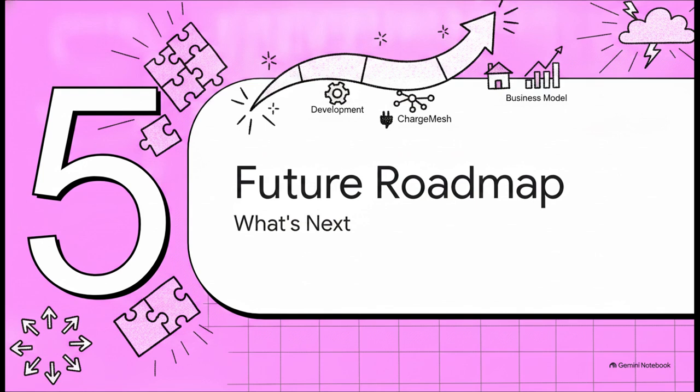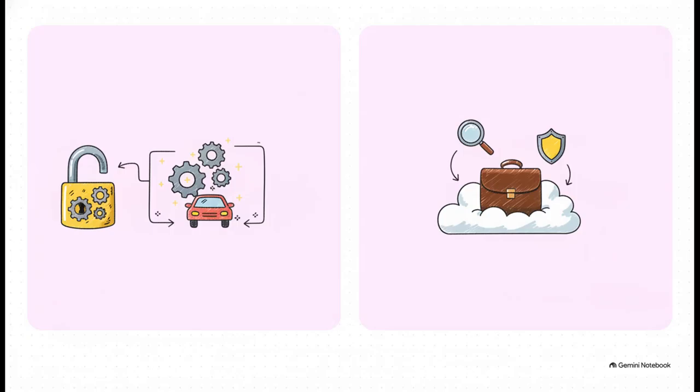Section 5. A look into the future. What is next for the tech and the business behind it? ChargeMesh operates on an open core model. That means the fundamental interoperability layer, the EVIR model, and the protocol libraries will always be free and open source. You can absolutely build your business on top of it. But the commercial pro and enterprise tiers will step in to handle the heavy lifting. Things like cloud fleet monitoring, advanced analytics, and guaranteed SLAs for large-scale corporate deployments.